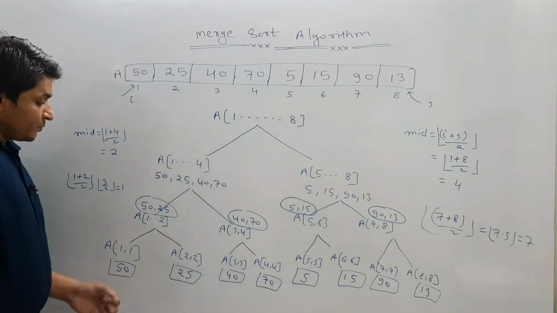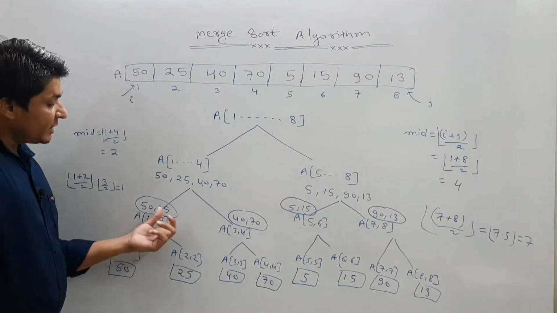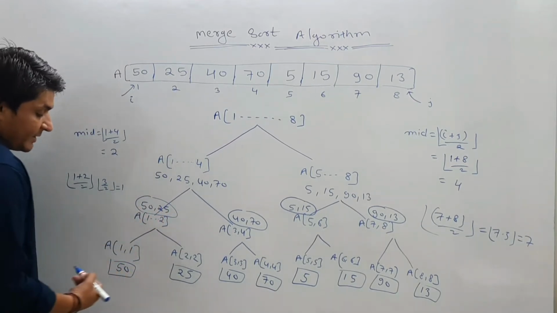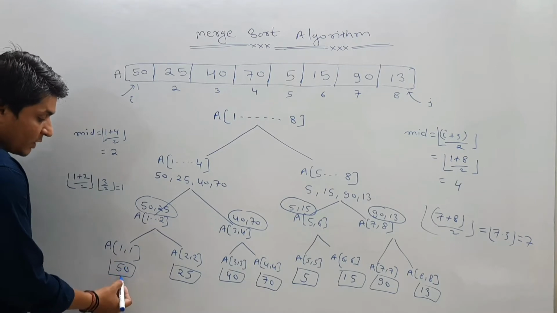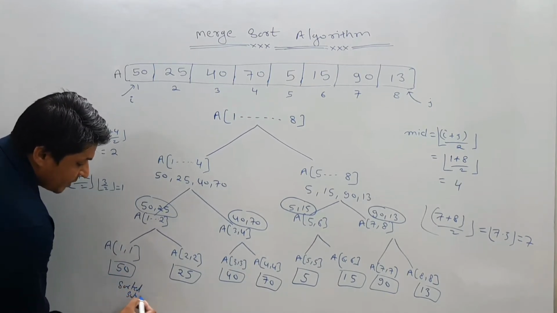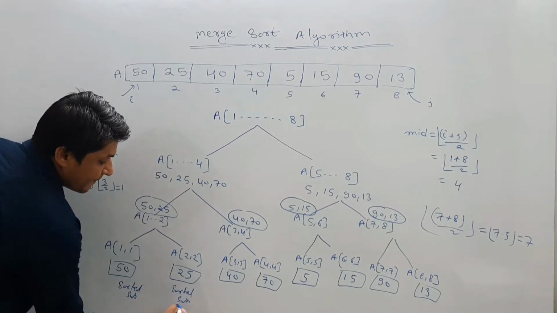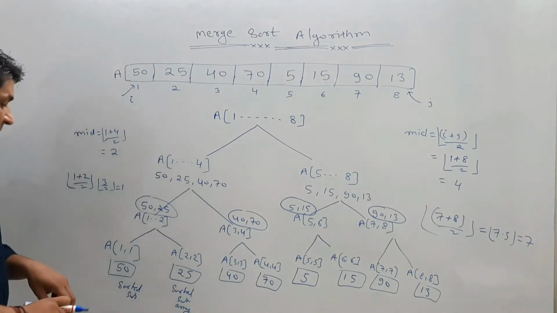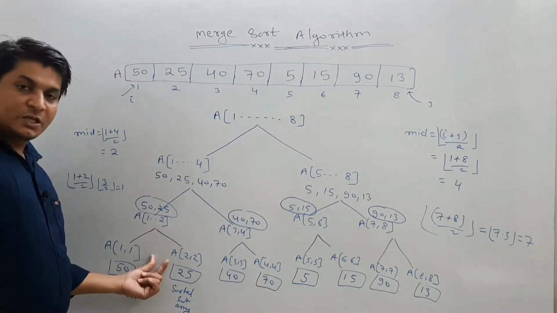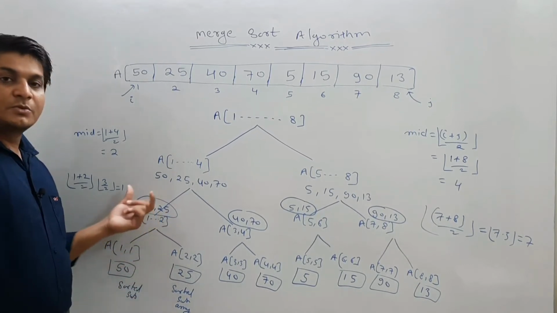Now what to do? Now we have to merge these two sorted arrays in such a way so that we can get the one sorted array. See, let me explain this. Let's suppose we are having this sorted subarray, and this is also one sorted subarray. So now if we can merge these two in such a way so that we can get the sorted array, then our task is completed.